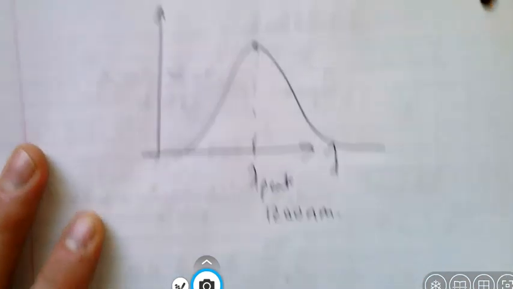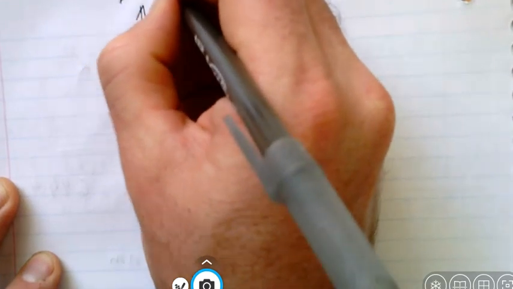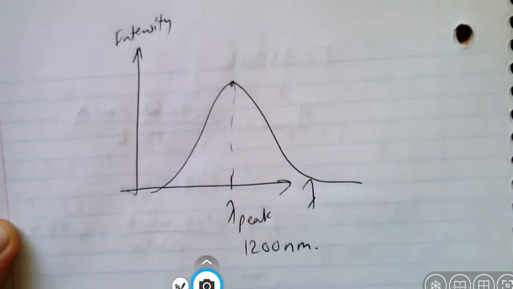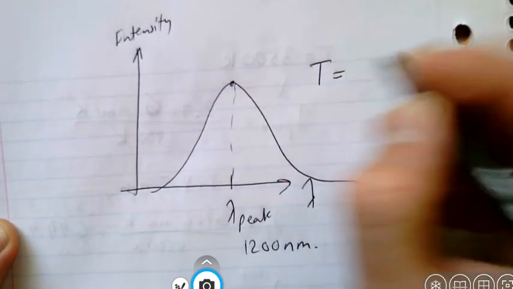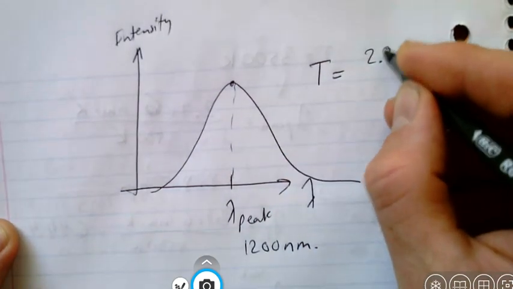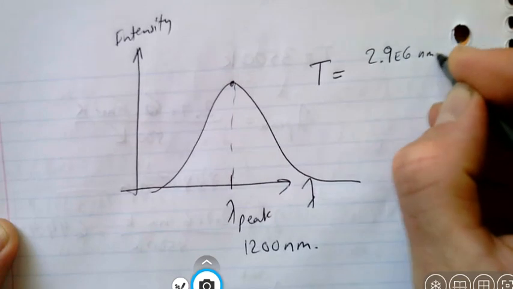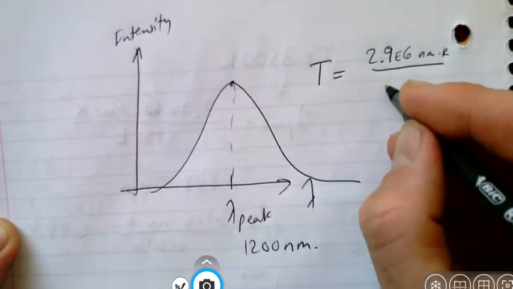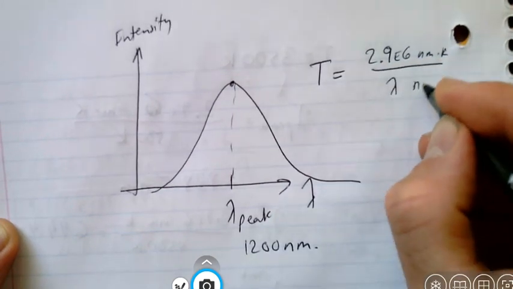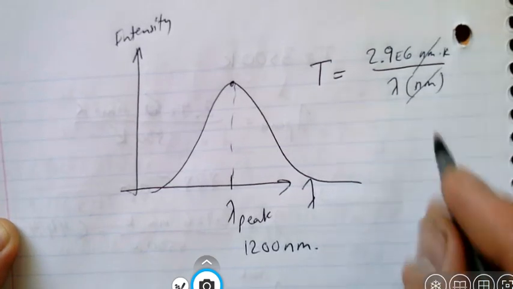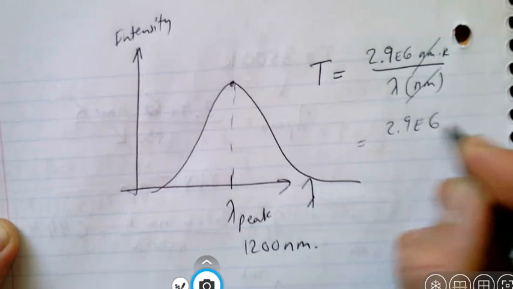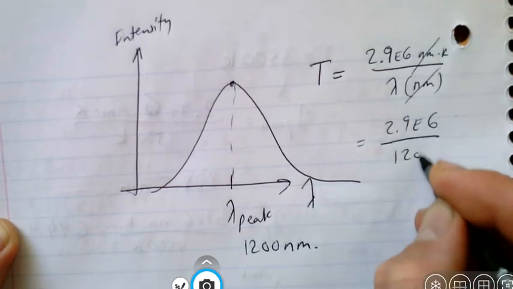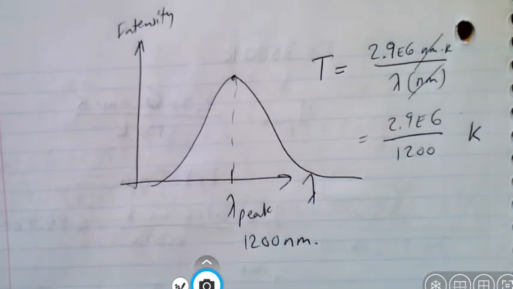And so what if you were asked, can you make a guess based on that? So this would be like the intensity that you measure with your spectrometer device. Could you make a guess what the temperature is? Well, you could, because you could rearrange that equation that we just did before, which is 2.9 times 10 to the 6 nanometers Kelvin, and we could instead just divide by the wavelength in nanometers. In other words, cancel out the nanometers, and we have 2.9 times 10 to the 6 divided by 1200, and that temperature should ultimately be in Kelvin.